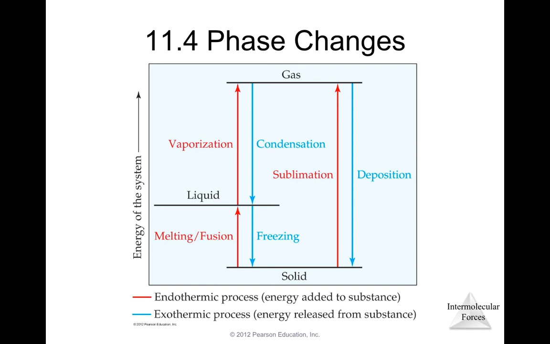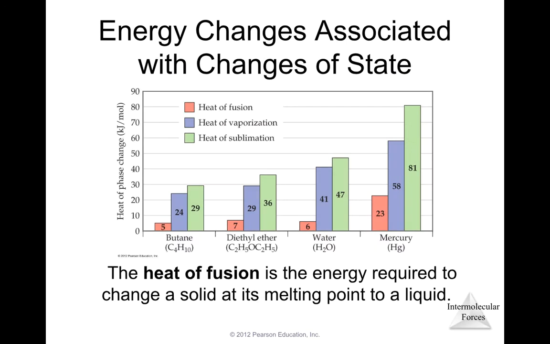So we already know that in order to cause a phase to change, we have to add energy to the system. And we're adding energy as heat when we're doing phase changes. So there are a couple of different energies associated with changes of state. The first one is heat of fusion. This is the energy required to change a solid at its melting point. That's the red on the graph, and we can see that that's a pretty small value. So it doesn't take a ton of energy to get something to melt.